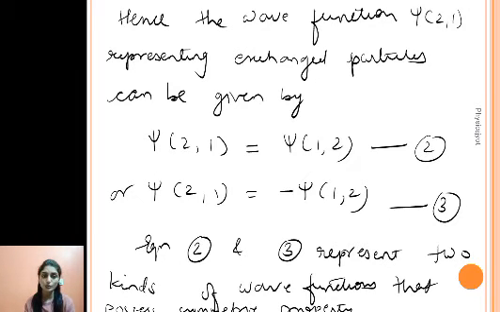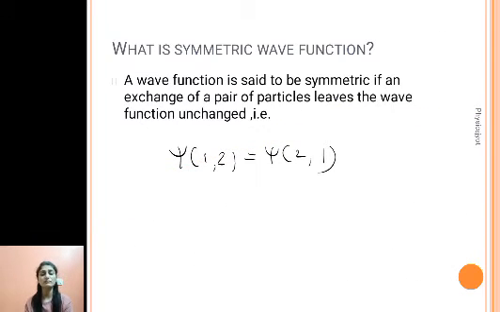Now equation 2 and equation 3 represent two kinds of wave functions that possess symmetry property. So equation 2, psi of 2 comma 1 is equal to psi of 1 comma 2, means that a wave function is said to be symmetric if an exchange of a pair of particles leaves the wave function unchanged. Here the wave function remains the same even if I exchange the particles.